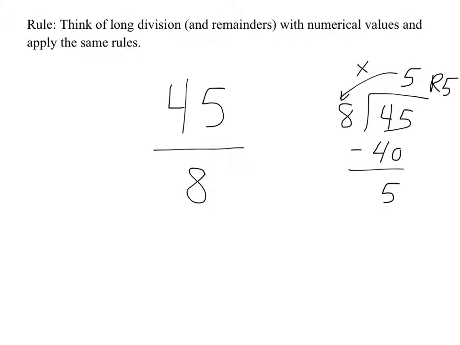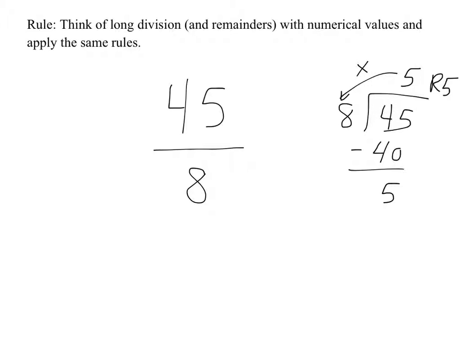Now, translate the quotient, the answer, 5 remainder 5, into a mixed fraction. 5 and 5/45ths? Not 45ths. Something else. Eighths. It's the divisor, right? Not the dividend there. So we get, ready?